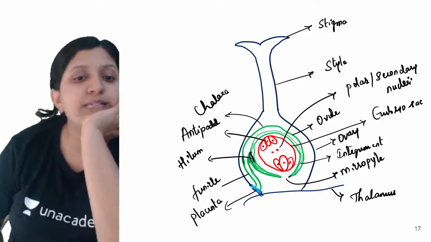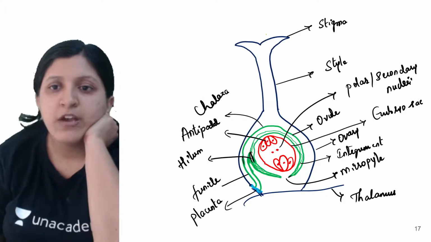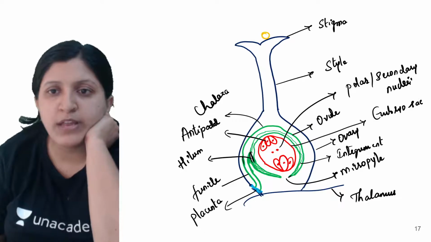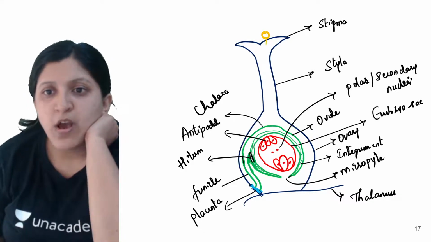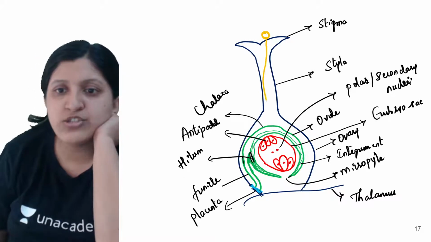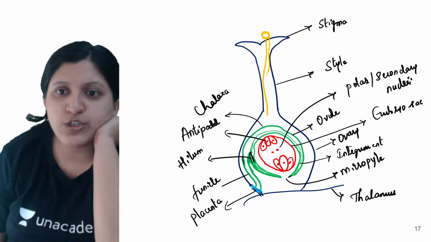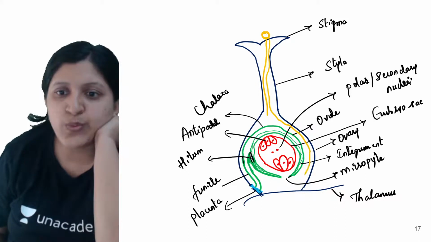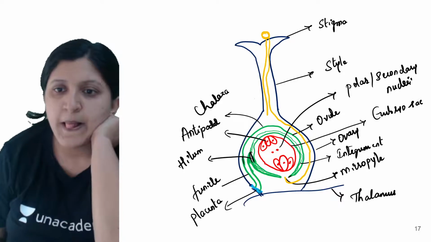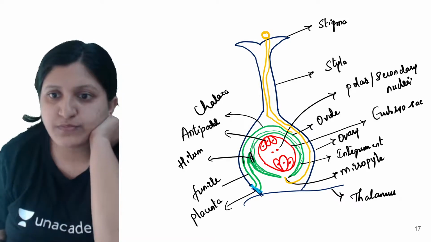Now as the pollen grain germinates, let's germinate a pollen grain here. This is the pollen grain which will reach this site, and it is going to germinate. As it starts to germinate, it is going to carry the tube nucleus. It will be carrying the male gametes as well. Let me just complete this one.